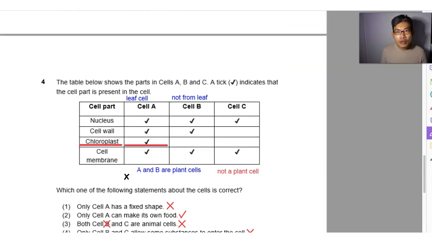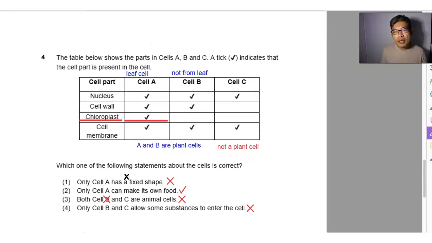Well, I hope this short video helps you to revise something about cells, cell system, and the function of the different parts of the cell.